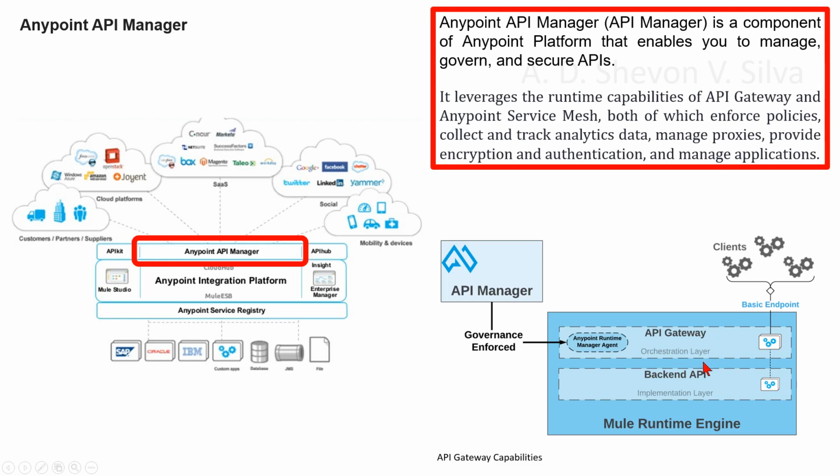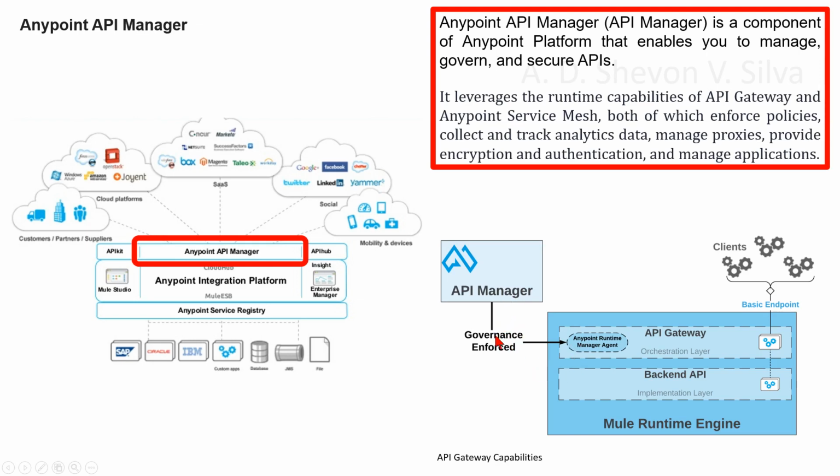And overall, API gateway allows you to add a dedicated orchestration layer on top of your backend APIs and services to help you separate orchestration from implementation concerns. You can leverage the governance capabilities of API Manager to apply, among other capabilities, throttling, security, caching, and logging to your APIs.